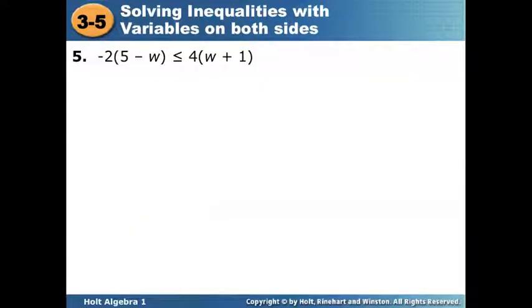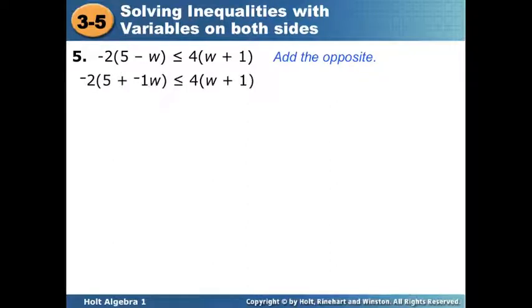Example number 5. Pause the video at this time and work this one on your own. Let's check your answers. First, you should have distributed a negative 2. If you want to add the opposite, you are welcome to do so. Distributing a negative 2, you get negative 10 plus 2w is less than or equal to 4w plus 4. Notice we did not flip the direction of the inequality symbol. We are multiplying by a negative 2. However, you're not doing that to both sides.